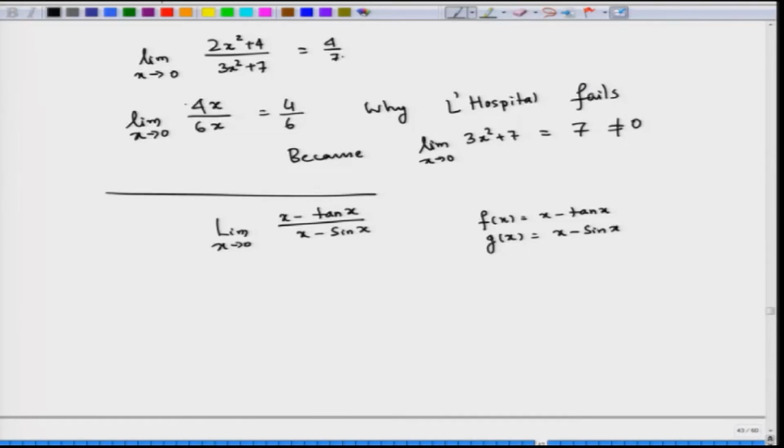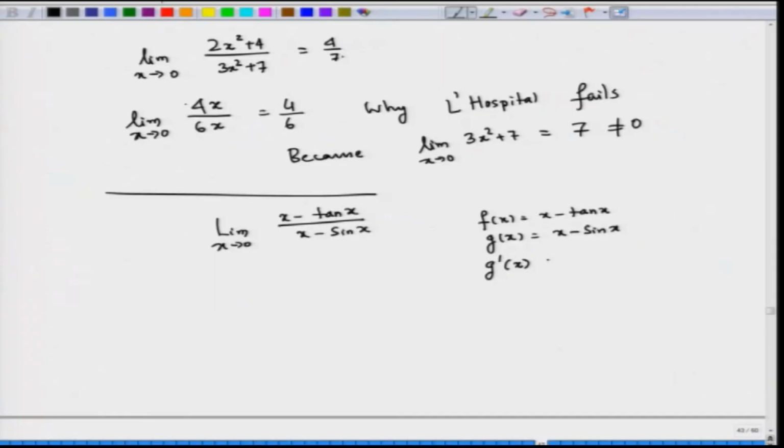So, now, can we apply L'Hopital here? In order to apply L'Hopital, the version we have discussed just now, we need to check that g prime of x naught is not equal to 0. Now, if I calculate g prime of x, this is going to be 1 minus cos x. So g prime at 0 is equal to 1 minus 1, which equals 0. So, certainly we cannot apply the version of the L'Hopital rule we did just now.